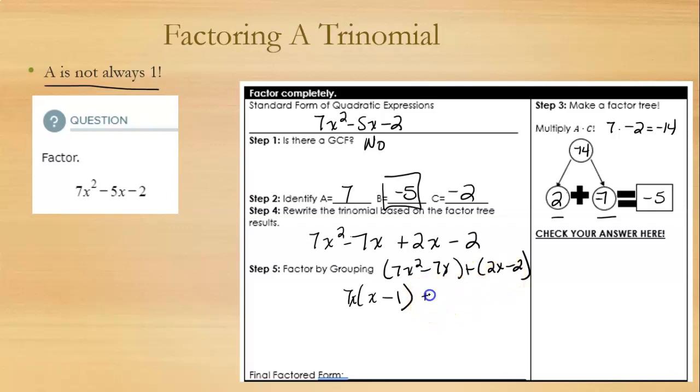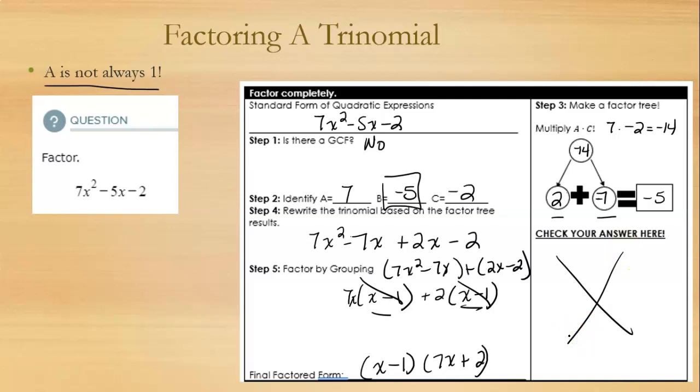These have a GCF of 2, so I'm going to factor out a 2. 2x minus 2 divided by 2 leaves me with x minus 1. These match as they should, so my final factored form is the matching x minus 1, which we take out, and that leaves me with 7x plus 2. And we're not going to worry about checking today.